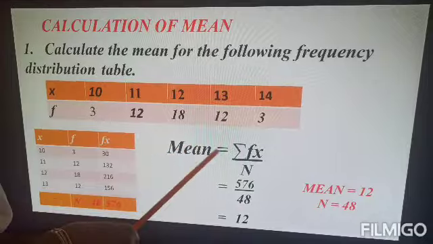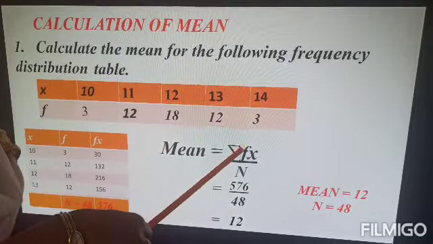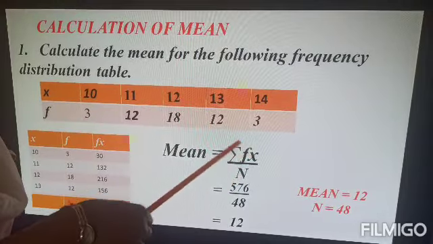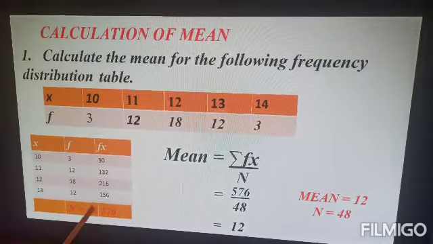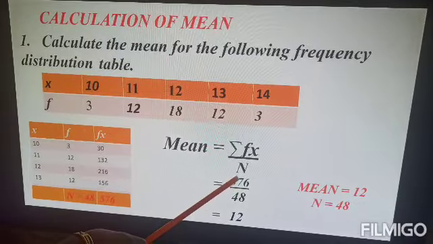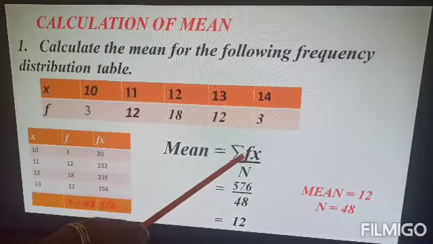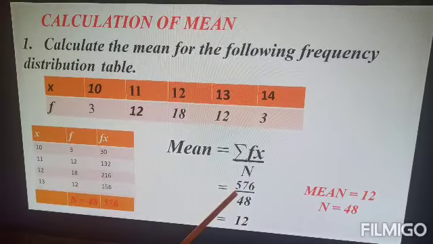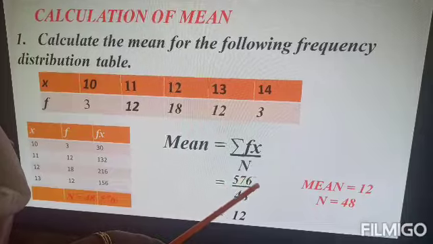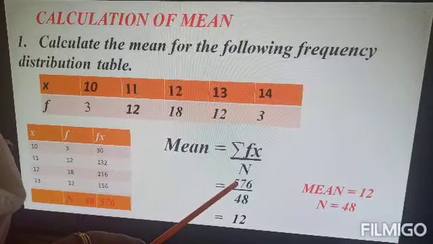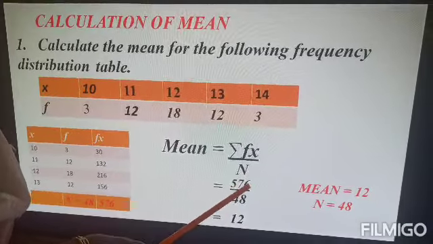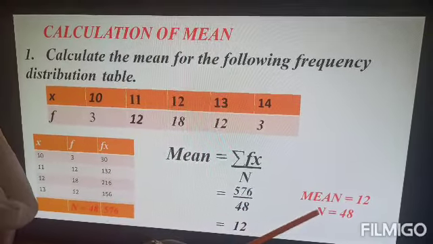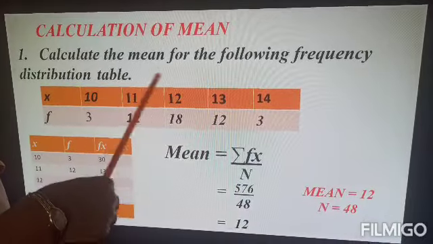Next, the formula to find the mean is summation fx divided by n. This value we already got. 576 we replace for summation fx, divided by the n value we got, 48. Next, we have to simplify this. 576 divided by 48 will get 12. 12 is the mean for the given distribution table.